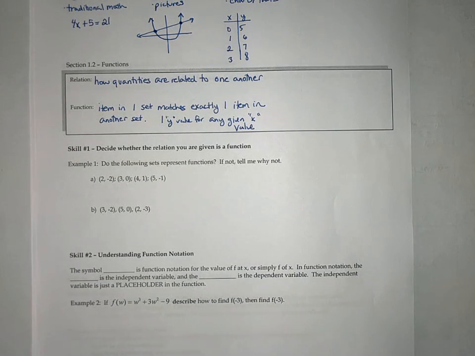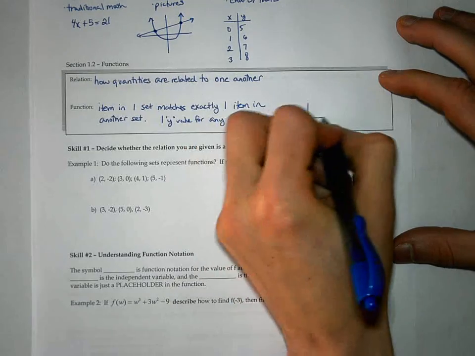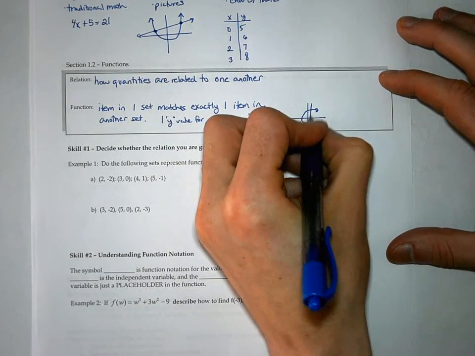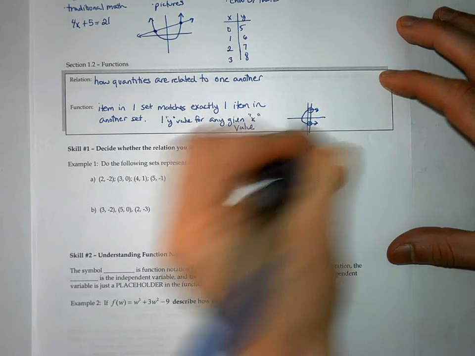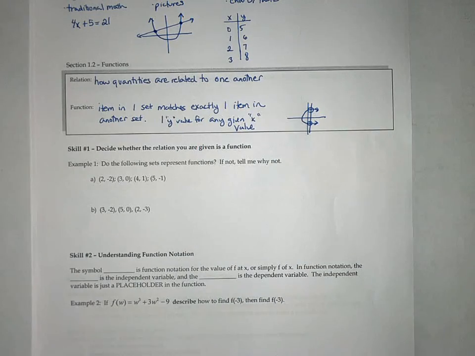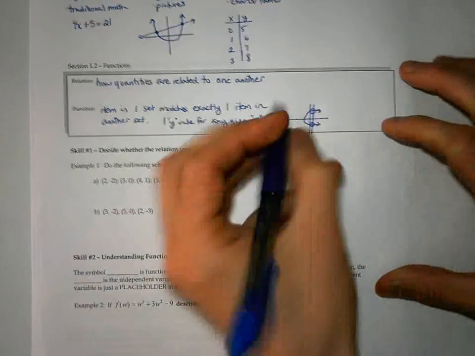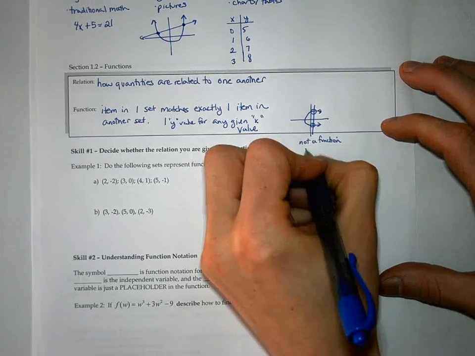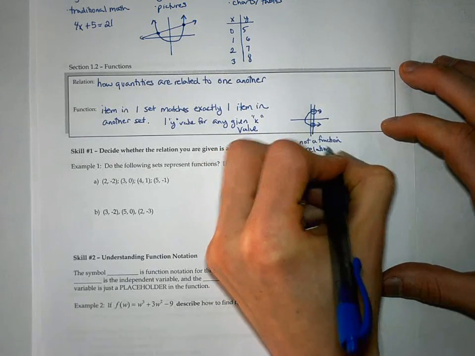And visually or graphically, the way you looked at that was you did the vertical line test. So if I had a graph that was a sideways parabola and I drew a vertical line, if that vertical line crossed the graph at multiple points, the graph was not a function. This was not a function. This is called a relation.